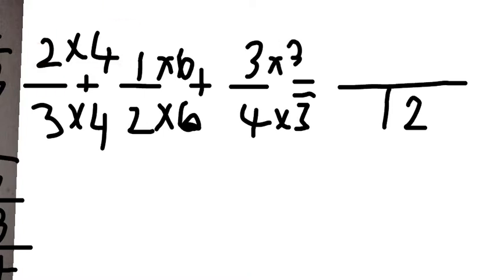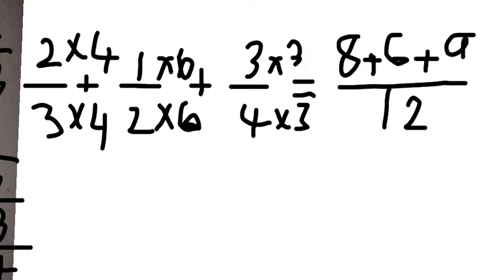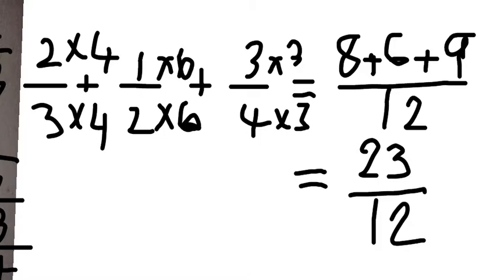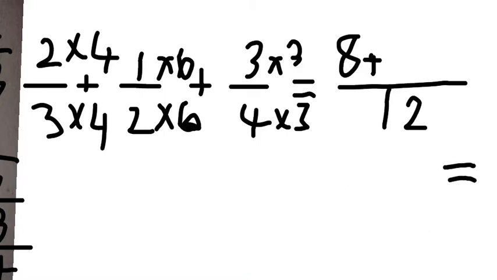So I have 4 times 2 gives me 8. So I'm going to put 8 right here. And I have 6 times 1, I put 6 right here. And I have 3 times 3, which is 9, and I put 9 right here. So I'm going to add all those numbers up. So 8 plus 6 is 14, add 9, it's 23 over 12. Okay, so 23 over 12 is my answer.